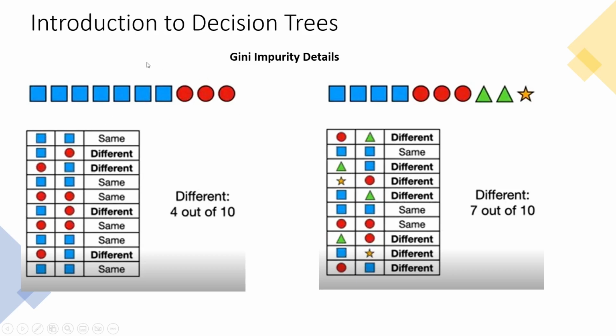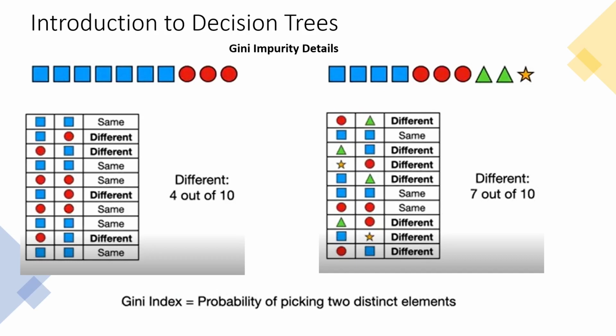And as you see, if the impurity is low, then the number of different draws out of all the draws is low. For example, in this example, this is different, this is different, this is different, and this is different. So 4 out of 10 draws are different. But in this case, since we have more than 2 classes, the impurity is high. And once we draw things randomly, we come up with more different pairs, such as this one, this one, this one, this one, and this one. So we have 7 out of 10 different draws. And Gini index is basically the probability of picking 2 distinct elements.